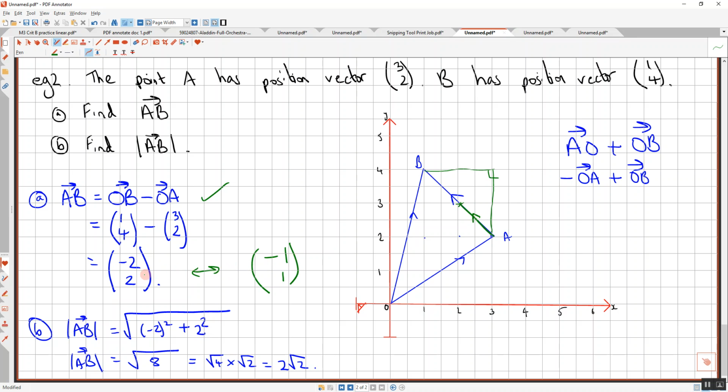Are these two vectors equal? No, because remember, for vectors to be equal, they have to have the same direction and the same magnitude, okay? So just a nice little reminder there.